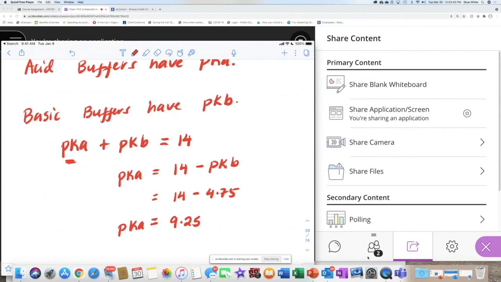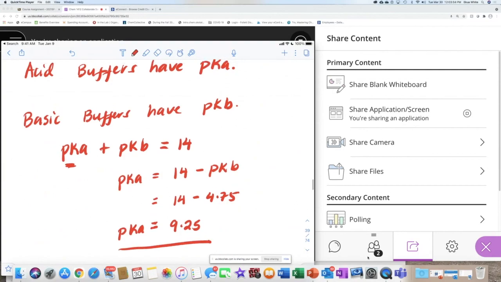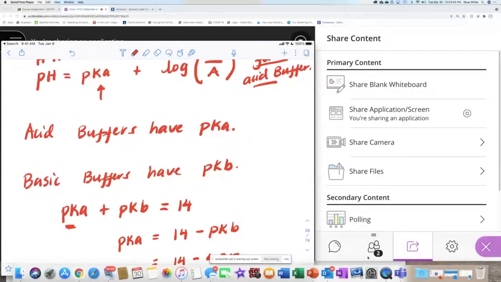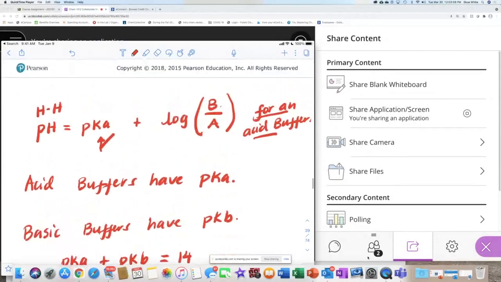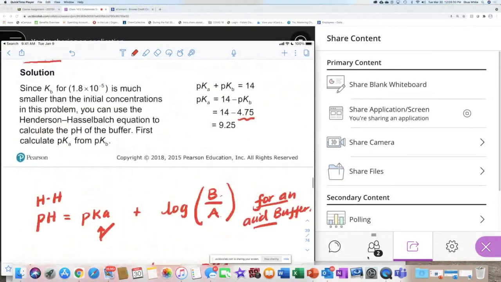So it wasn't just their chemistry. I owned the material, so I understood, right? Because I was trying to really engage with the material and understand it. So I got the pKa portion. This part of the equation I got. Now, what about the base and the acid?